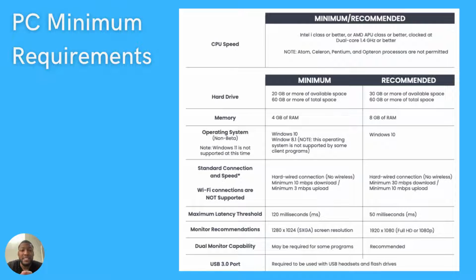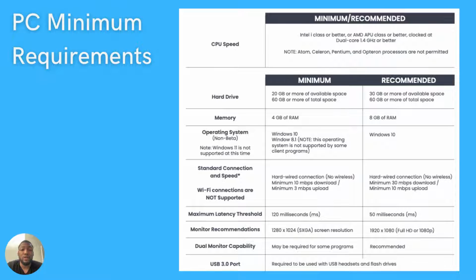But your basics, you want to make sure it is Intel i-class or better, AMD APU class or better, clocked at dual core 1.4 gigahertz or better. Note that Atom, Celeron, Pentium, and Opteron processors are not permitted. We want to make sure that the computer you're using has enough memory, at least 4 gigs of RAM. You want to make sure that the hard drive is large enough, about 20 gigabytes of available space, 60 gigabytes or more in total space.